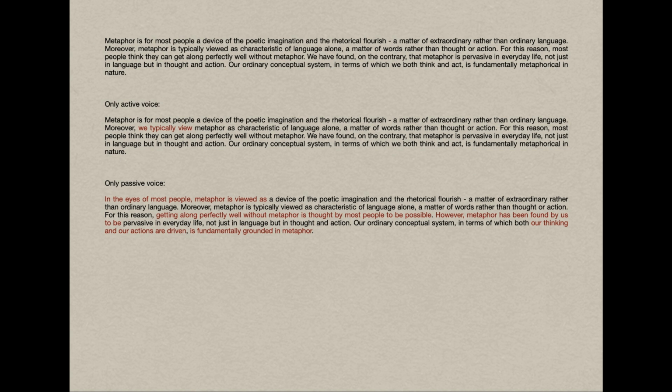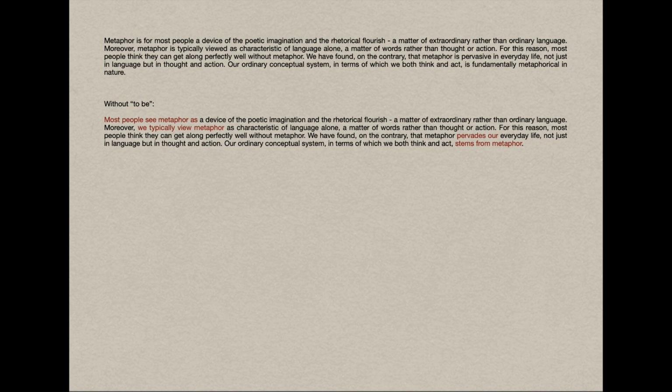The rule could also be something like banning certain words, like a game of taboo, or having to use certain words, like a game of bingo. Like, say, rewrite the text without using the verb "to be." And I might get something like this. Like in the first sentence where it says "metaphor is for most people," I might switch that to "most people see metaphor as a device."